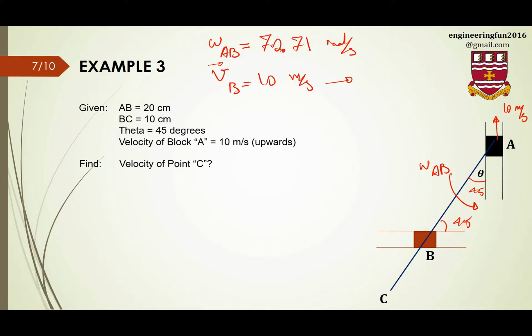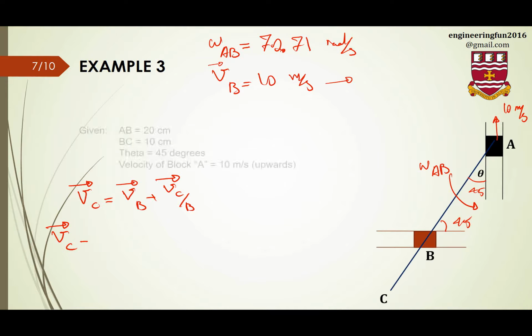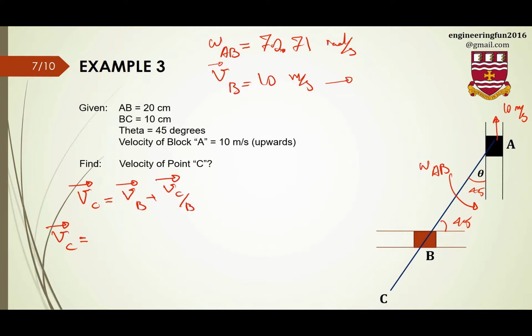Here we are asked to find the velocity of point C. So I can say velocity of point C equals velocity of point B plus velocity of point C with respect to B. I don't know anything about the velocity of point C, so I'm just writing velocity of point C. And for velocity of point B, I found from the previous step that it is 10 meters per second in the I direction. That was this way.